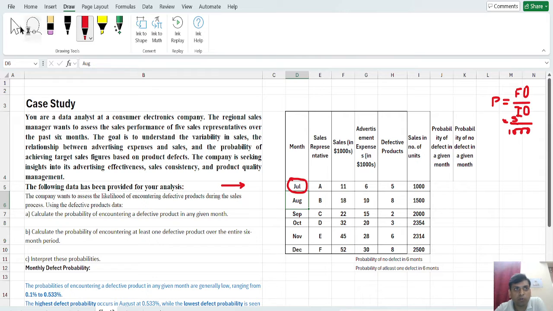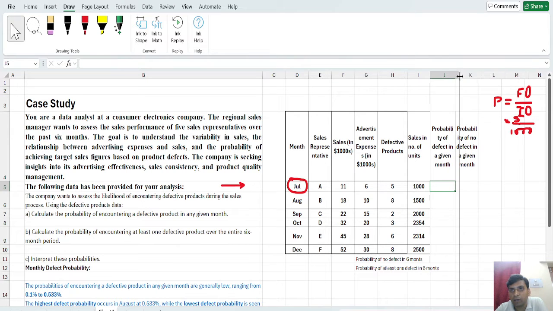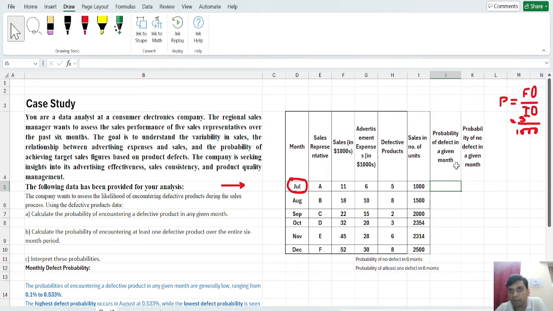So we will use a formula. In this block, I have created this column for probability of defect in a given month. We will put the equal symbol, then click the number of defective products as favorable outcomes, divided by the total number of sales units. The sales units is this 1000. So this equals 0.005 probability. You can write this as a percentage also by multiplying this quantity by 100.